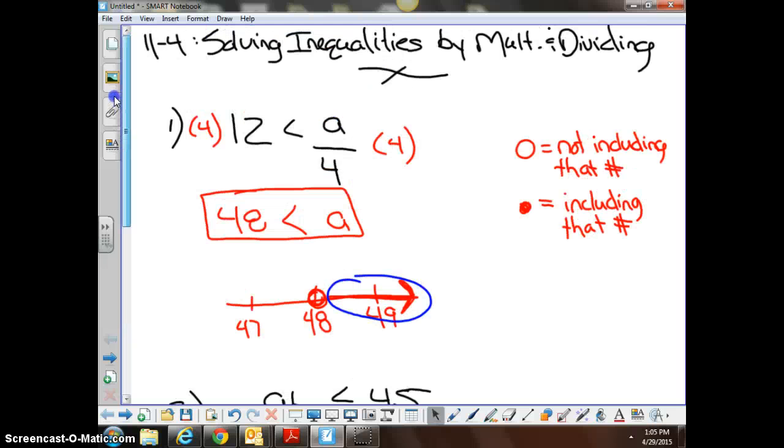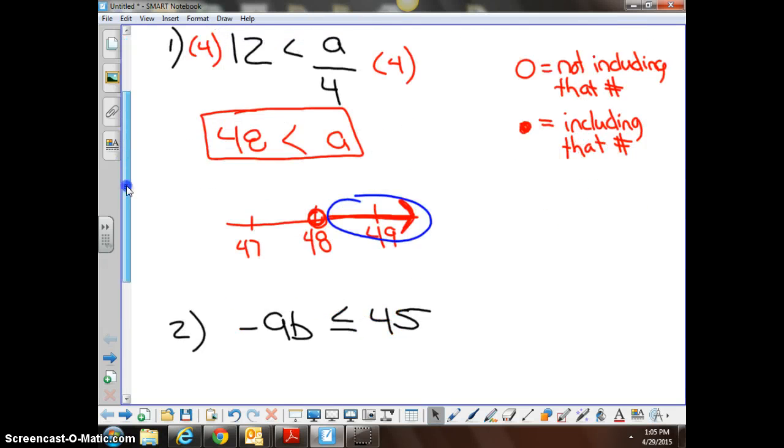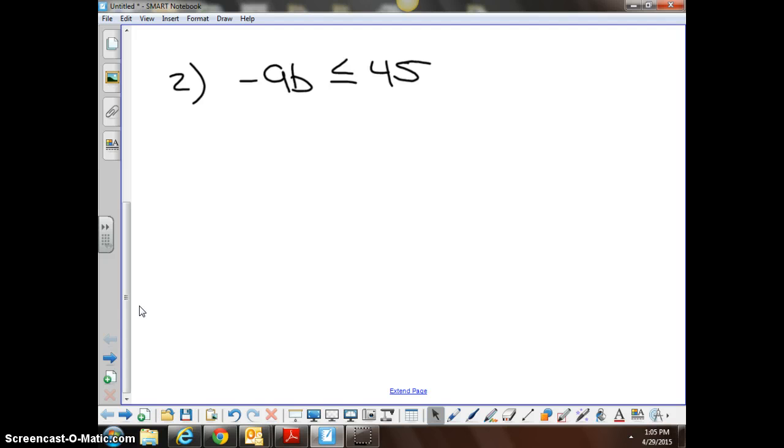Today we are working on solving inequalities by multiplying and dividing. 11.4, problem number 2: negative 9b is less than or equal to 45. What is our first step? Madison? Divide by negative 9. Why are we dividing by negative 9, Madison? To get the variable alone now.